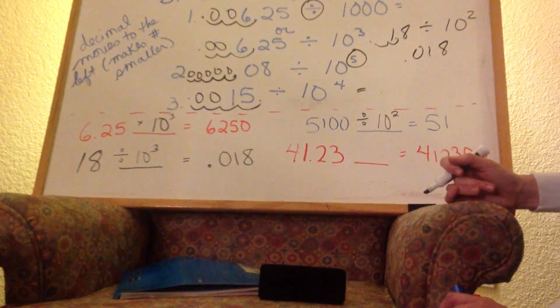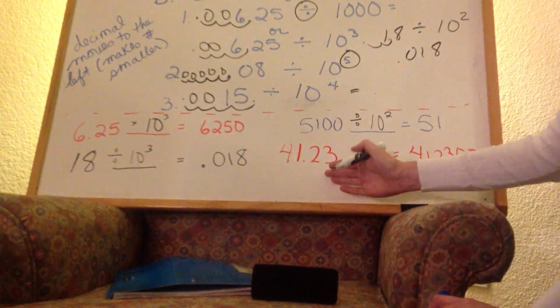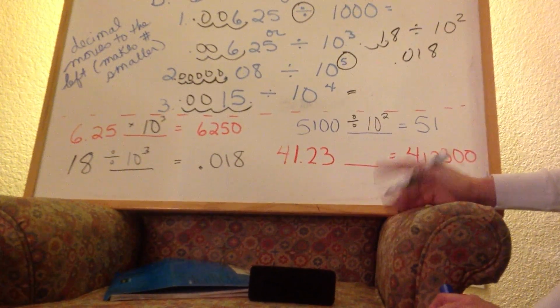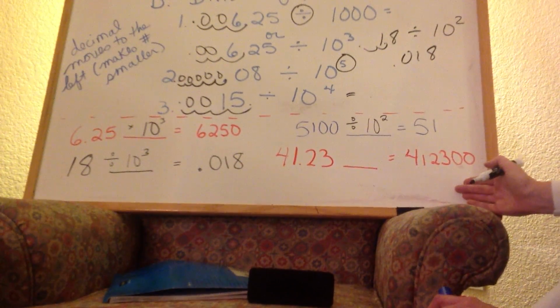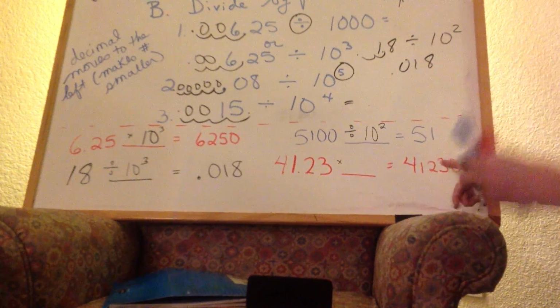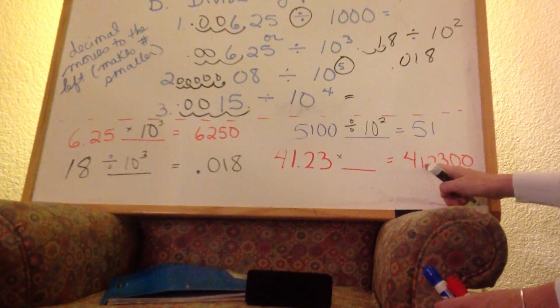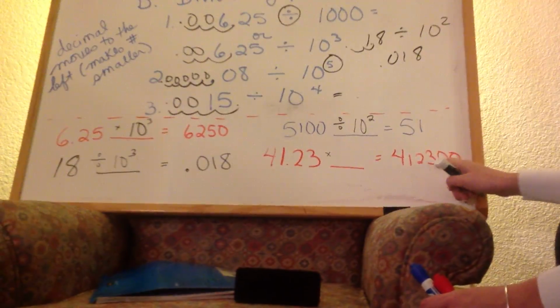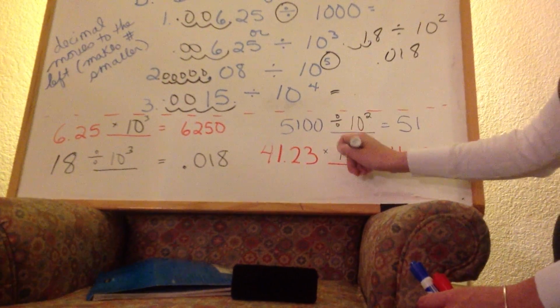Last one we're going to do together. I had 41 and 23 hundredths, and now I have 412,300. It's definitely got a lot bigger, so I multiplied. And let's count. I start out my decimal here. Just count how many places we moved it over. 1, 2, 3, 4 places, times 10 to the 4th power.